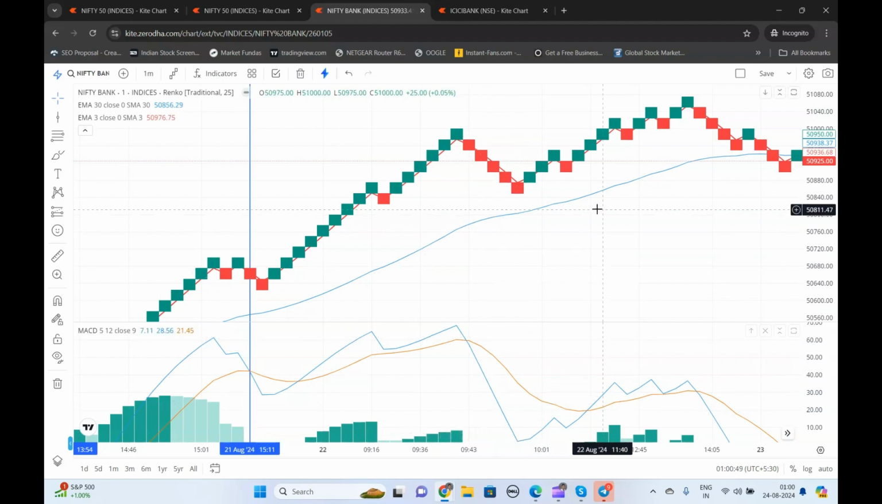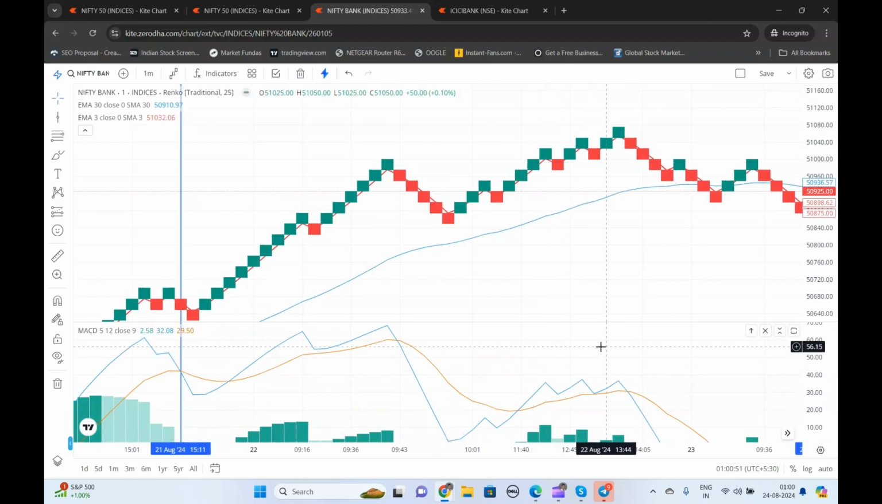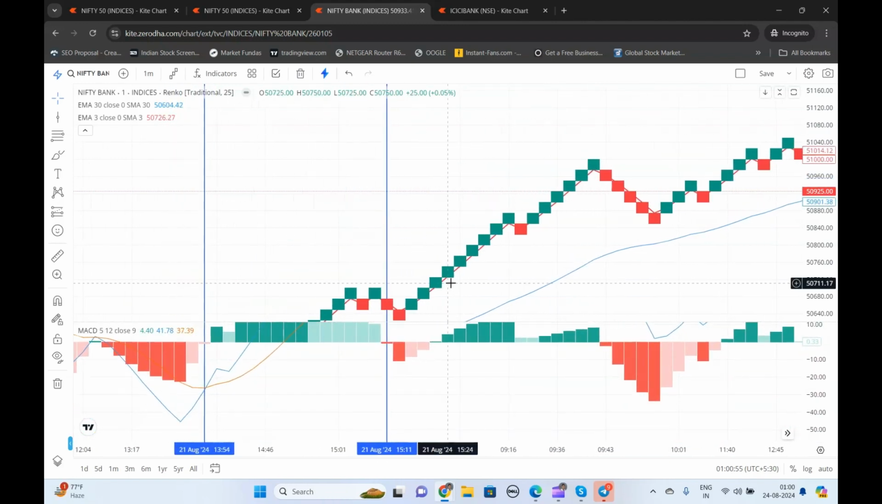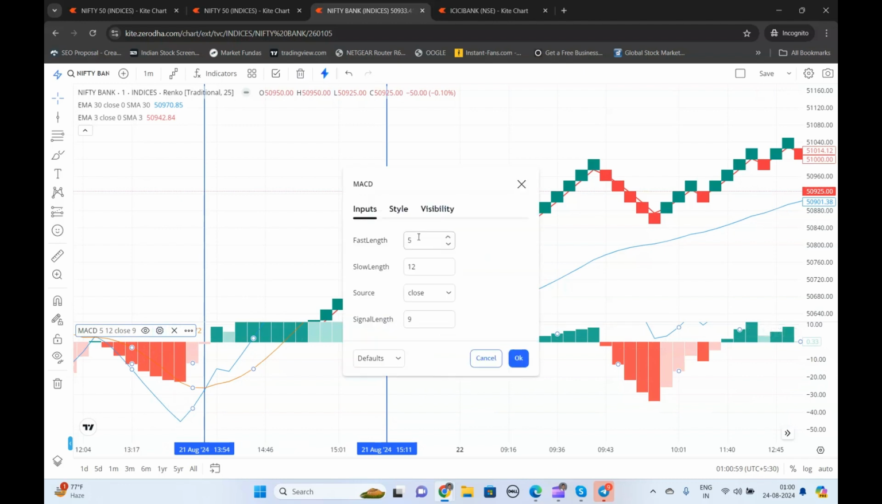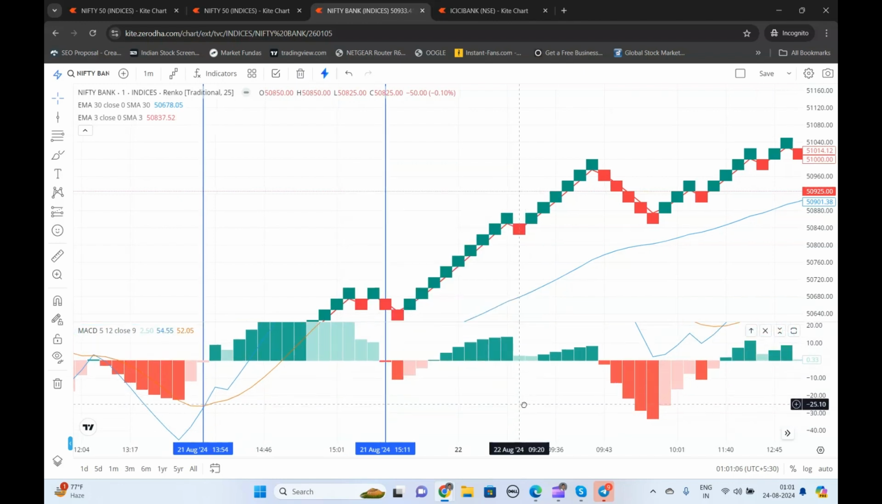If you're playing only long, just follow this procedure where I've used the MACD. I've also told you I've made a small change: fast length 5, slow length 12. Nothing else you need to do. Just leave it like that.